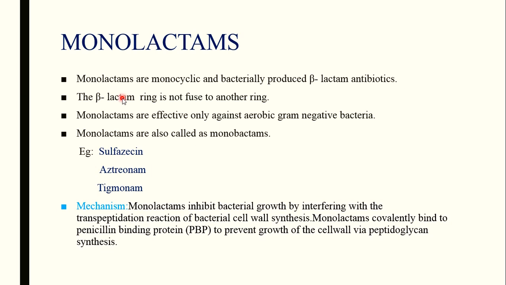Today's topic is monolactams. Monolactams are monocyclic and bacterially produced beta-lactam antibiotics. These monolactams are one of the beta-lactam antibiotics. The beta-lactam ring is not fused to any other ring. That's why they are called monolactams. Mono indicates single, lactams indicates one lactam ring. So a single beta-lactam ring is present in these monolactam drugs, which is not fused to any other ring.